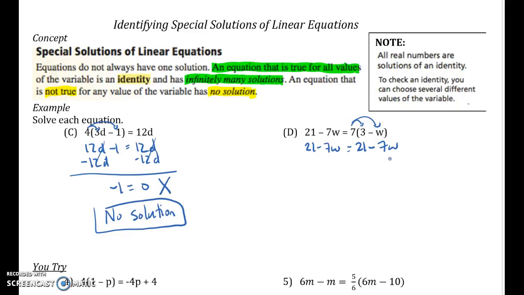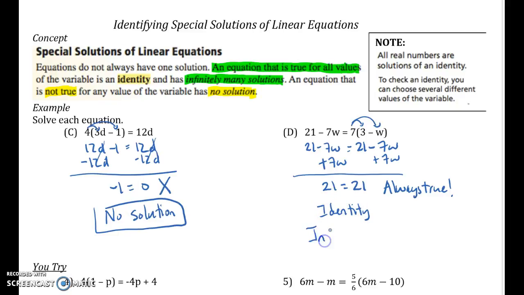But again, if it's not super clear, keep going, right? So I'm going to add 7W to both sides because I normally want to put all the variables on one side. And then it becomes really clear 21 is always equal to 21. So that's always true. Which means we've got an identity, which tells us we have infinitely many solutions.